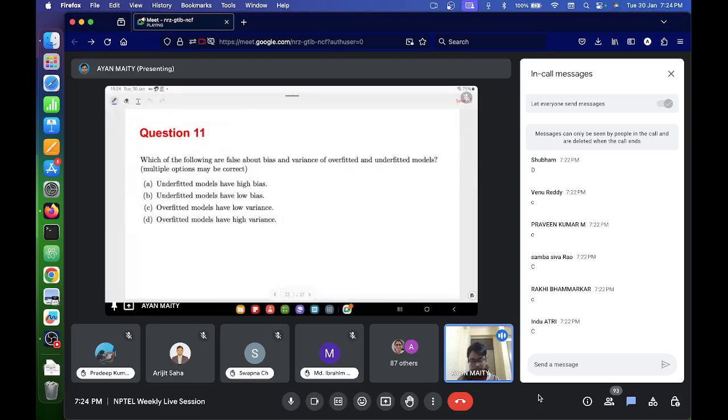Now question 11. Which of the following are false about bias and variance of overfitted and underfitted models? Multiple options may be correct. So you have to find out the false options from these 4. A: Underfitted models have high bias. B: Underfitted models have low bias. C: Overfitted models have low variance. D: Overfitted models have high variance. Multiple options may be correct here.